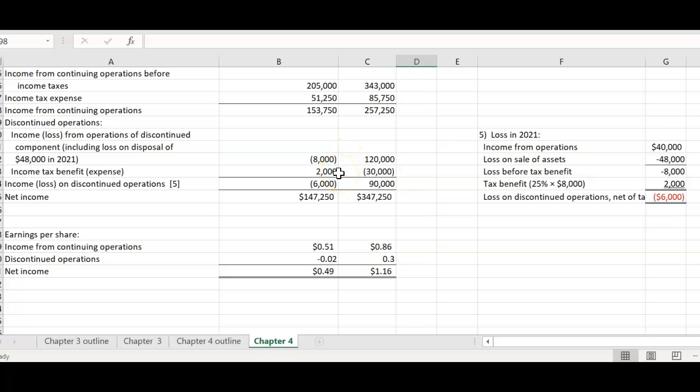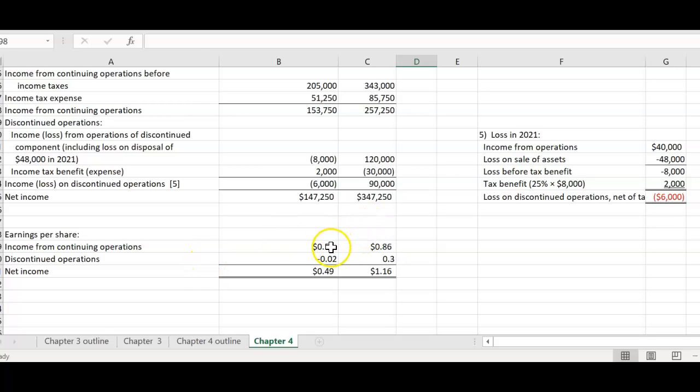25% of that deficit is $2,000. So the net operating loss on discontinued operation is $6,000. And our net income in 2021 would be $147,250.